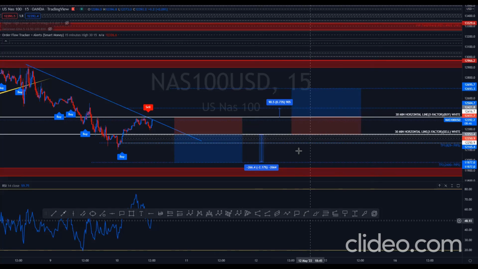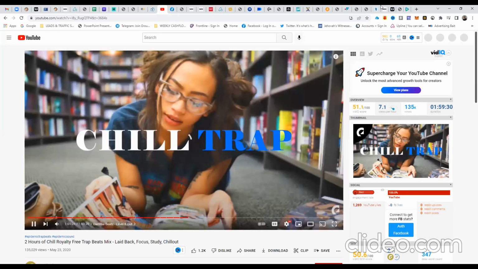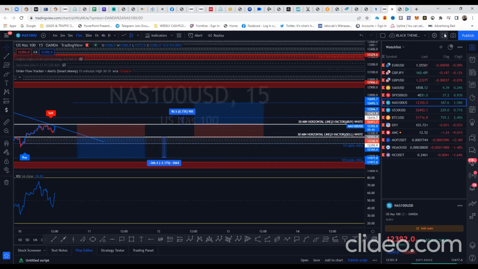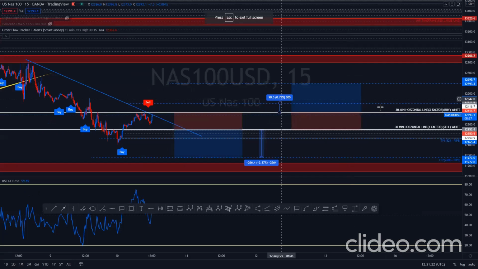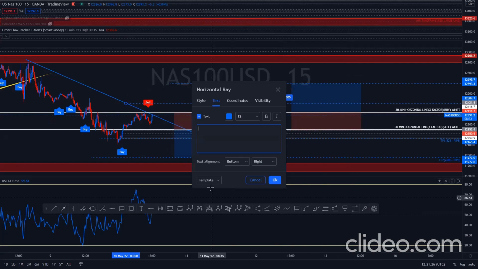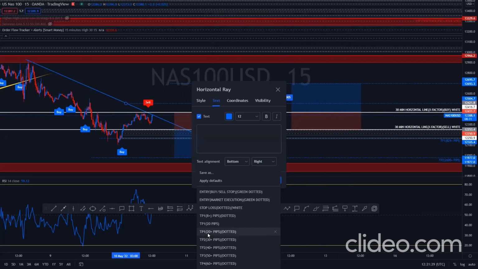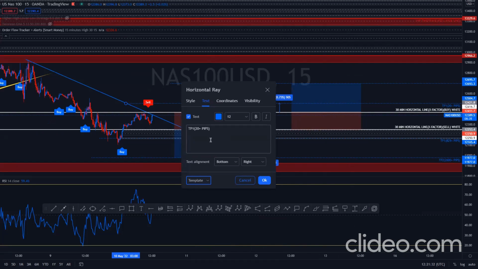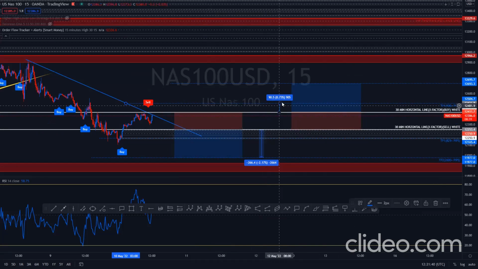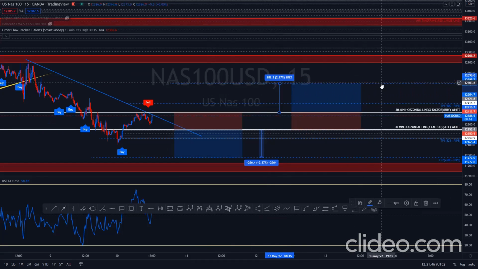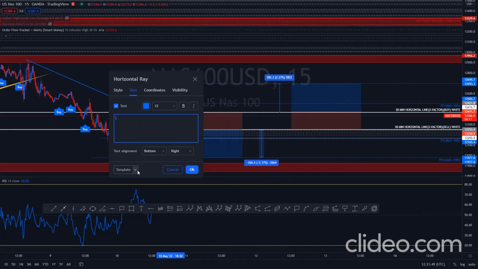All right, so this is going to be take profit 2. And this is take profit 1. And this is going to be 900 plus pips. And $2,800 plus pips here.